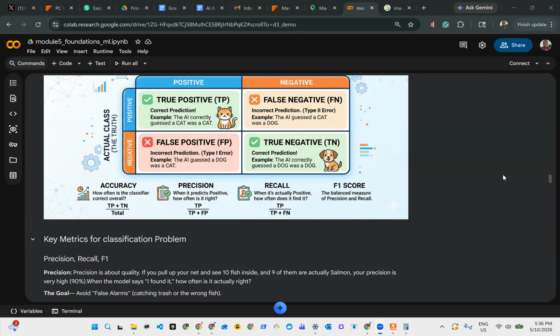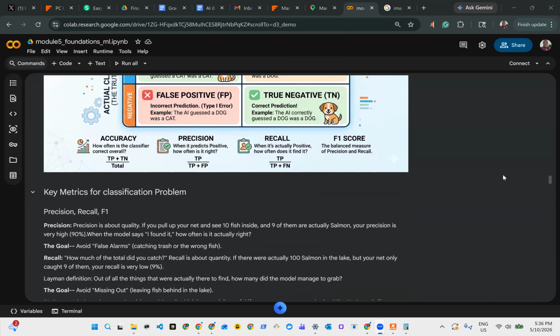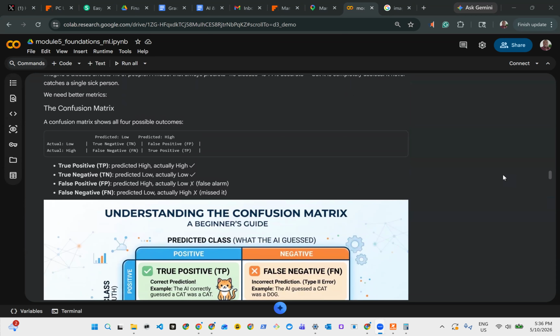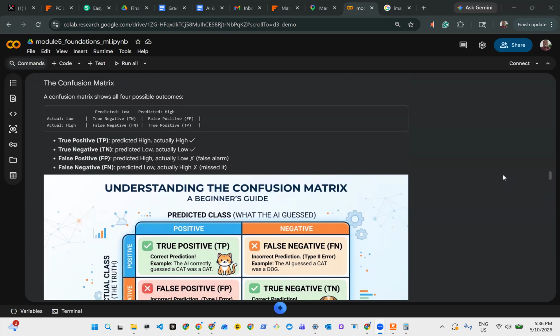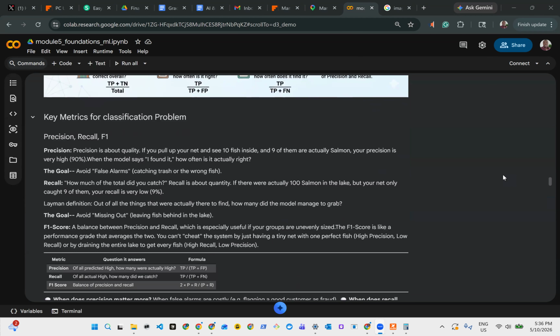There are other metrics that we use for classification problems. Majorly, you're going to have to use these if you end up being a data scientist. We talked about the confusion matrix, which gives us true positive, true negative, false positive, and false negative. Using this confusion matrix, we have other standard metrics called precision, recall, and F1 score.